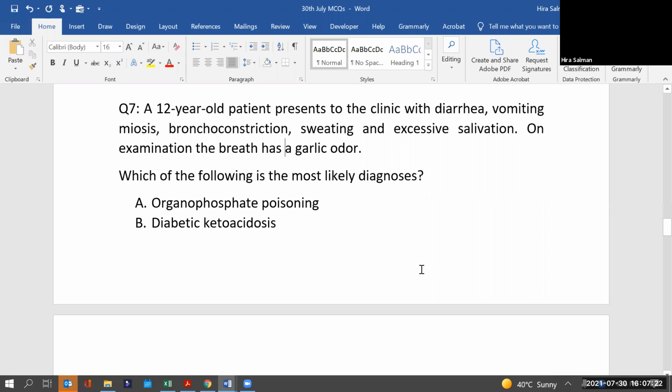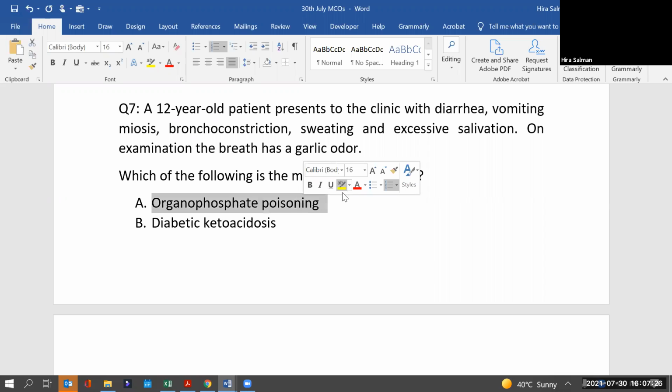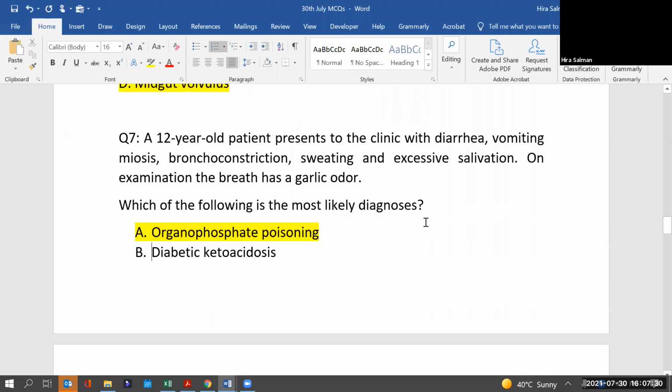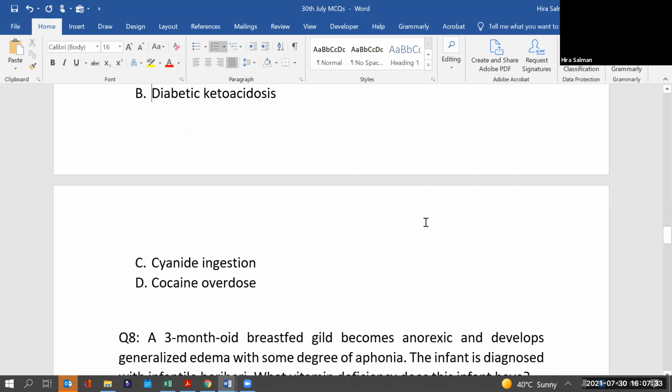So which of the following is the most likely diagnosis? It's a clear case of organophosphate poisoning. And he's just a 12-year-old boy. So he must have been exposed to this insecticidal spray.